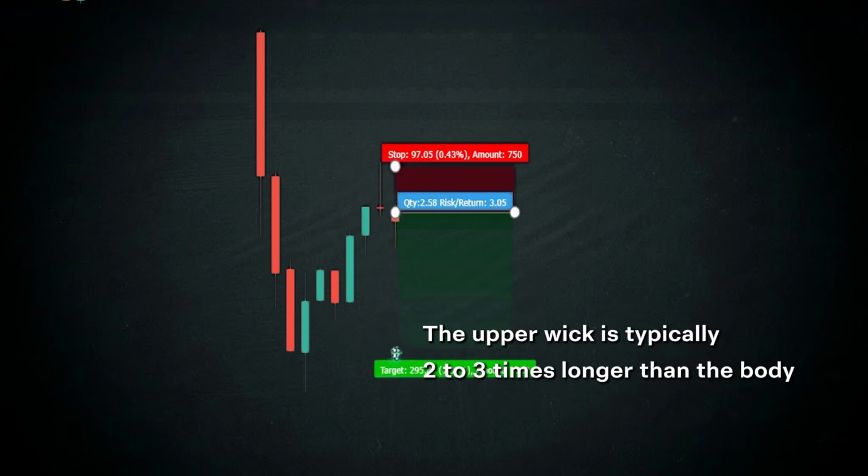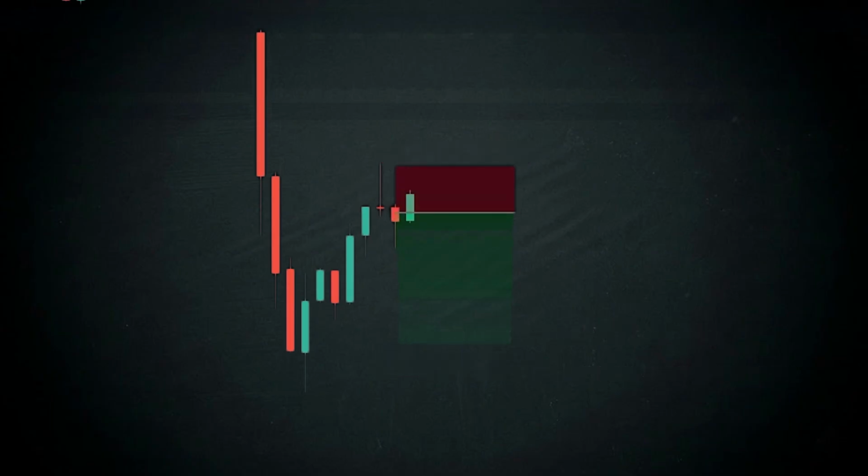So, let's break it down real simple. A hammer shows up at the bottom of a downtrend, has a long lower wick, and signals a potential move up. A shooting star appears at the top of an uptrend, has a long upper wick, and signals a potential move down. Got it? One rejects the lows, the other rejects the highs.